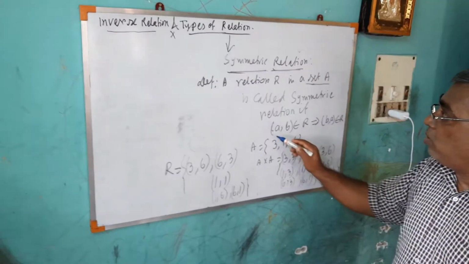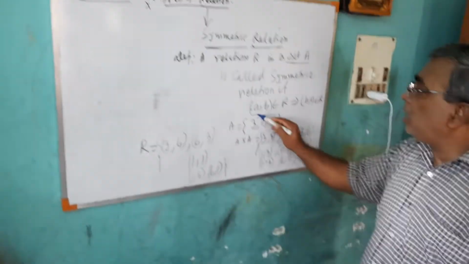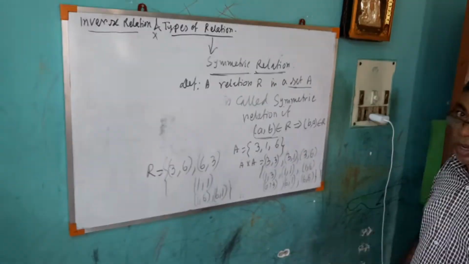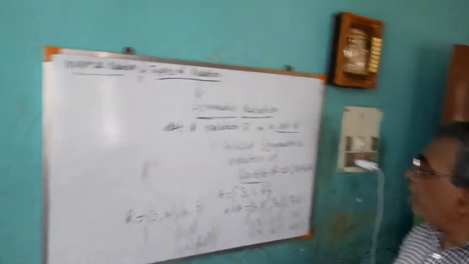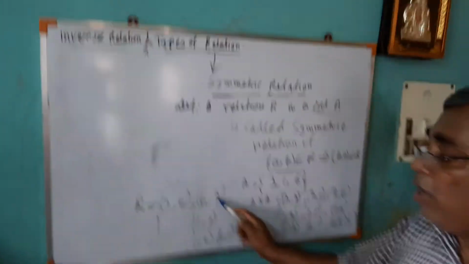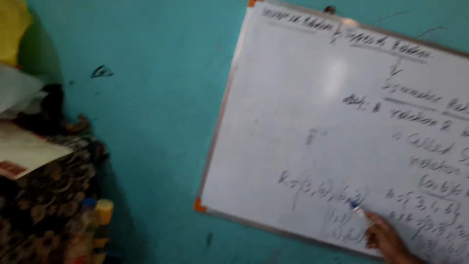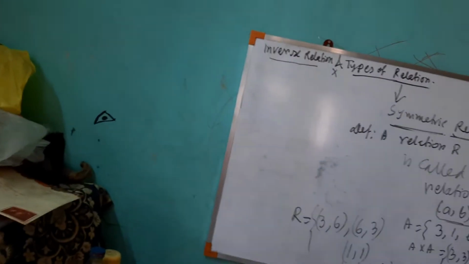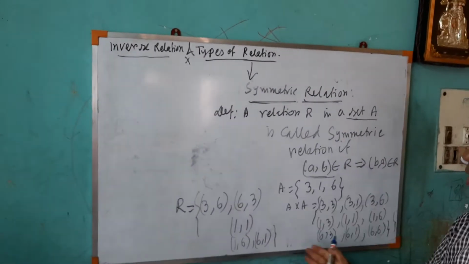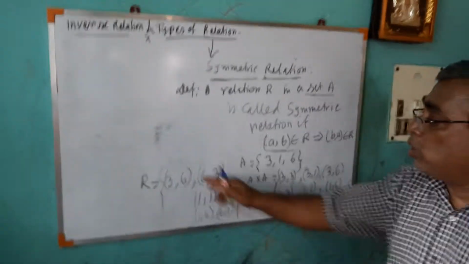Now you see (3, 6). What is symmetric? Symmetric is: if (a, b) belongs to R, then (b, a) belongs to R. Here (3, 6) belongs to R, so (6, 3) also belongs to R. (1, 6) belongs to R, so (6, 1) also belongs to R. (1, 1) belongs to R, then the opposite (1, 1) belongs to R. So this is known as a symmetric relation.